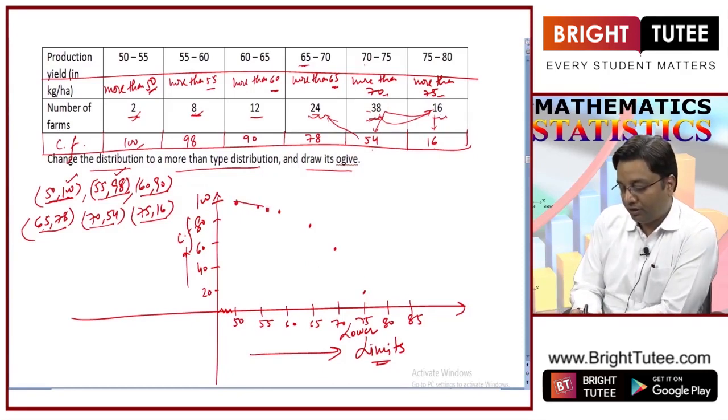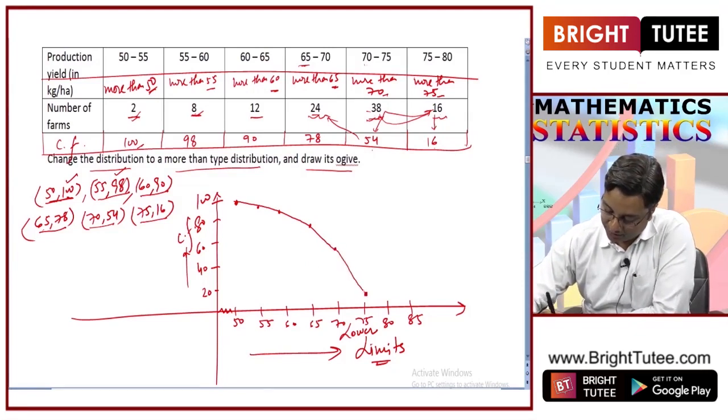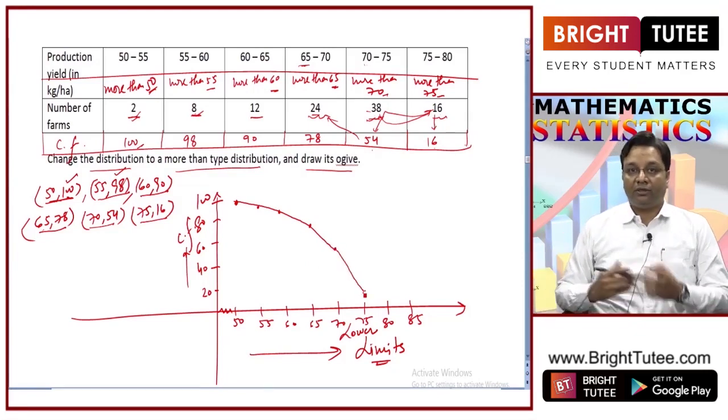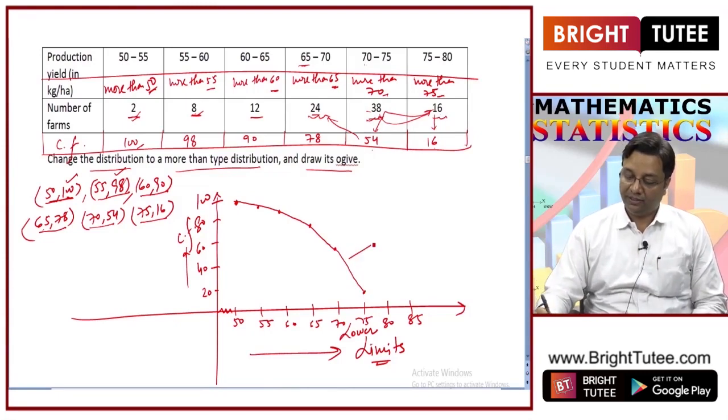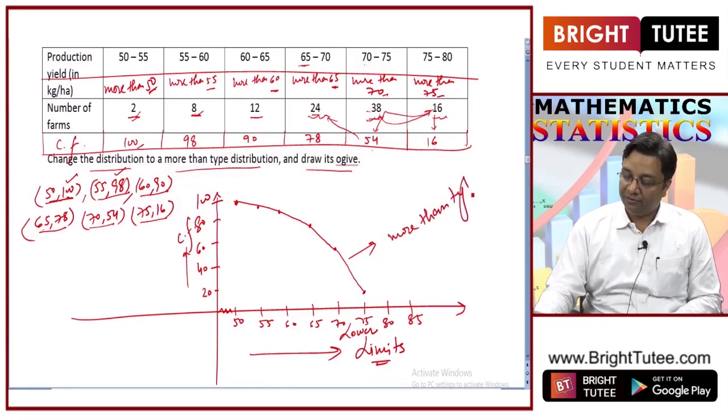Now draw a smooth curve. I am drawing these rough diagrams. You need to draw these on your graph paper, right. This is just for representational purposes. So this is my more than type ogive.